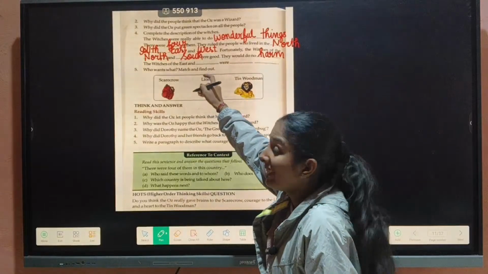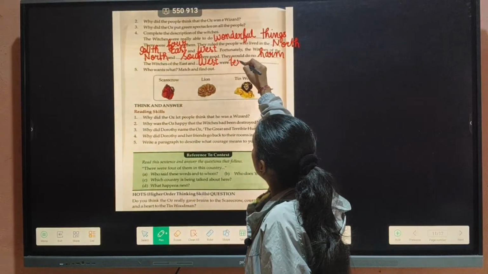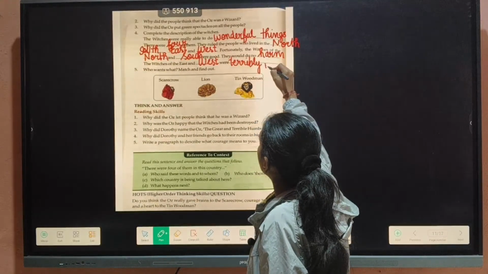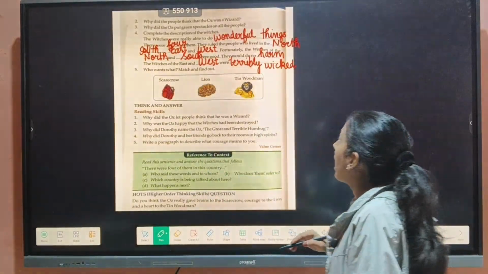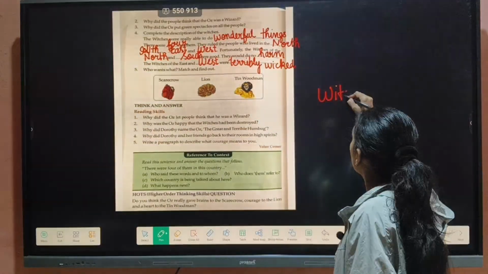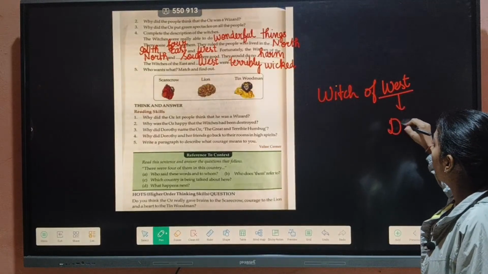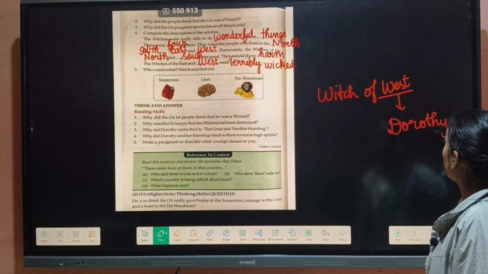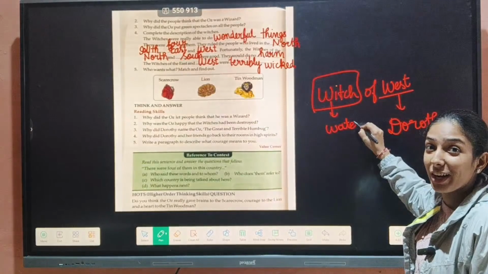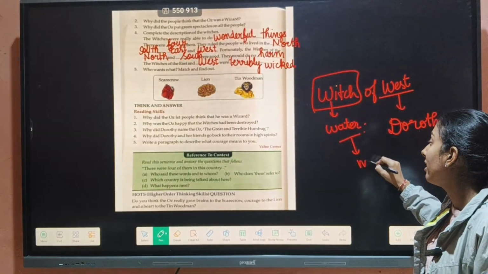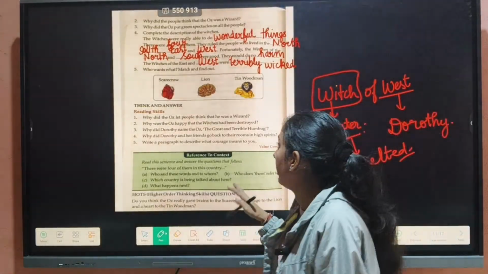The witches of east and the witches of west were terribly wicked. They were extremely evil witches. Okay. And the witch of the west was killed by, who killed her? Dorothy. And how? That witch was afraid of water. She was afraid of water and Dorothy melted her with water. She threw water upon her and she died.